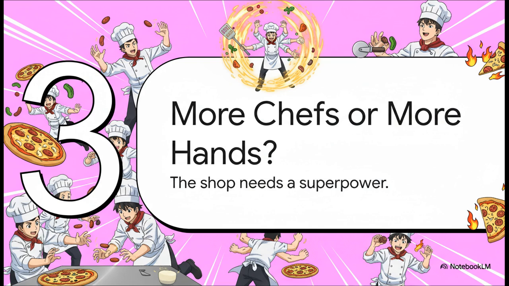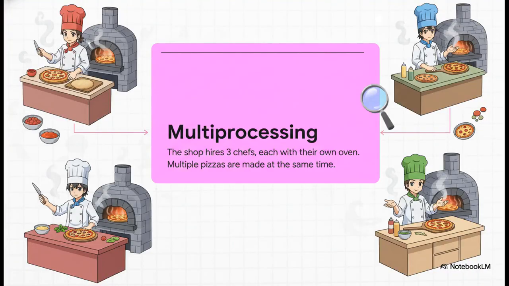This choice perfectly explains our next two concepts. So let's check out the first option, multiprocessing. This is pretty simple. We hire 2 more chefs, and we build them their own fully separate kitchens. Each one has their own oven, their own counter, their own ingredients. They work completely independently and don't get in each other's way. This means 3 pizzas are being made truly at the exact same time.